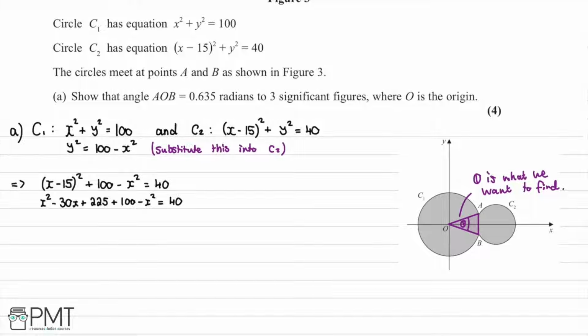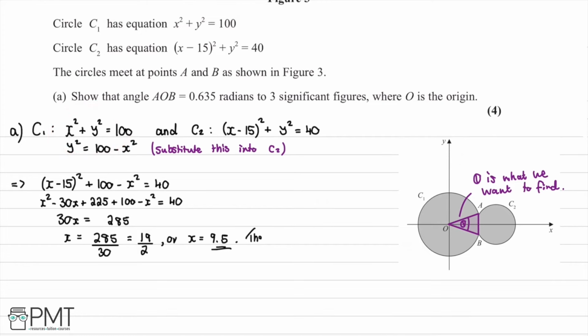So in tidying this up, this is going to leave us with the fact that negative 30x is going to be equal to 40, and we subtract 225 and then subtract 100. So that is going to leave us with negative 285, and then we can multiply both sides by negative 1, which gives us that 30x is equal to 285. That's going to give us the fact that x is equal to 285 divided by 30, and putting this into a calculator, this is equal to 19 divided by 2, or in decimals, 9.5.